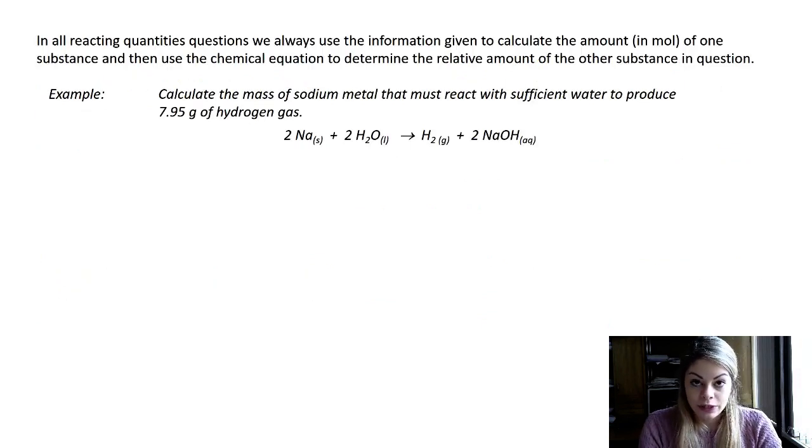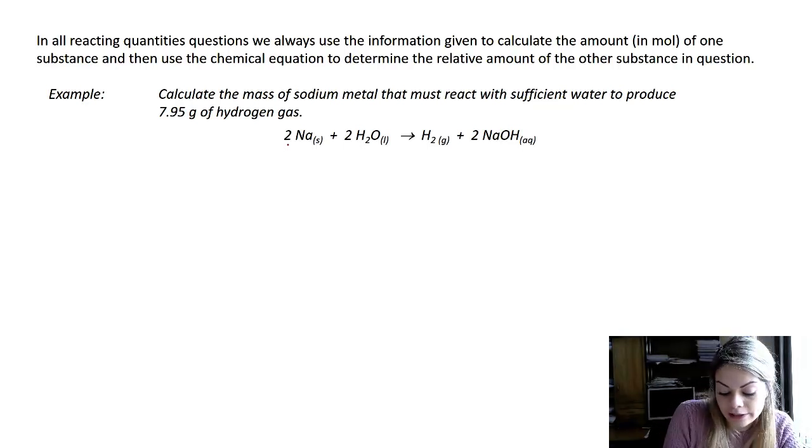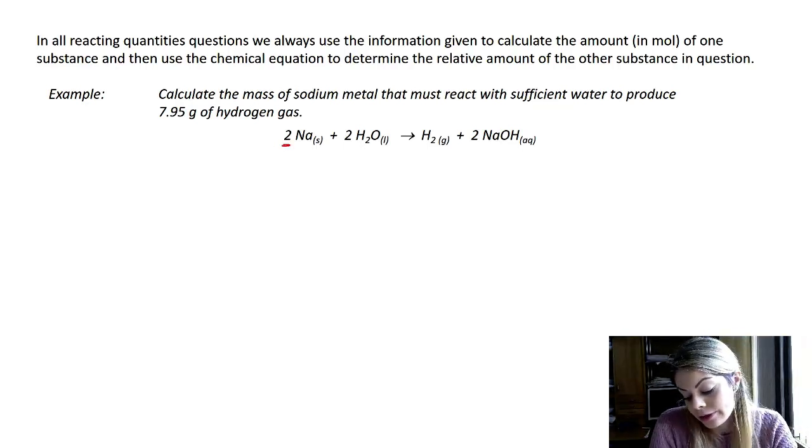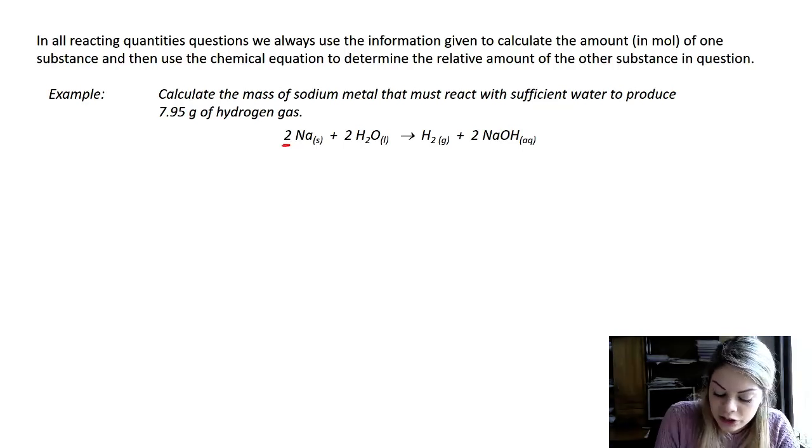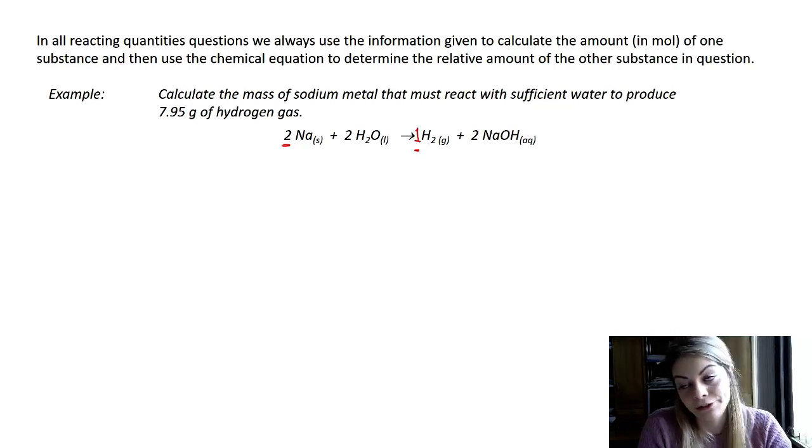Okay, so we want to calculate the mass of sodium that must react with sufficient water to produce 7.95 grams of hydrogen gas. So I know that if I have 2 atoms of sodium, I'm going to get, if I have enough water, just 1 molecule of hydrogen. Okay, hydrogen gas.